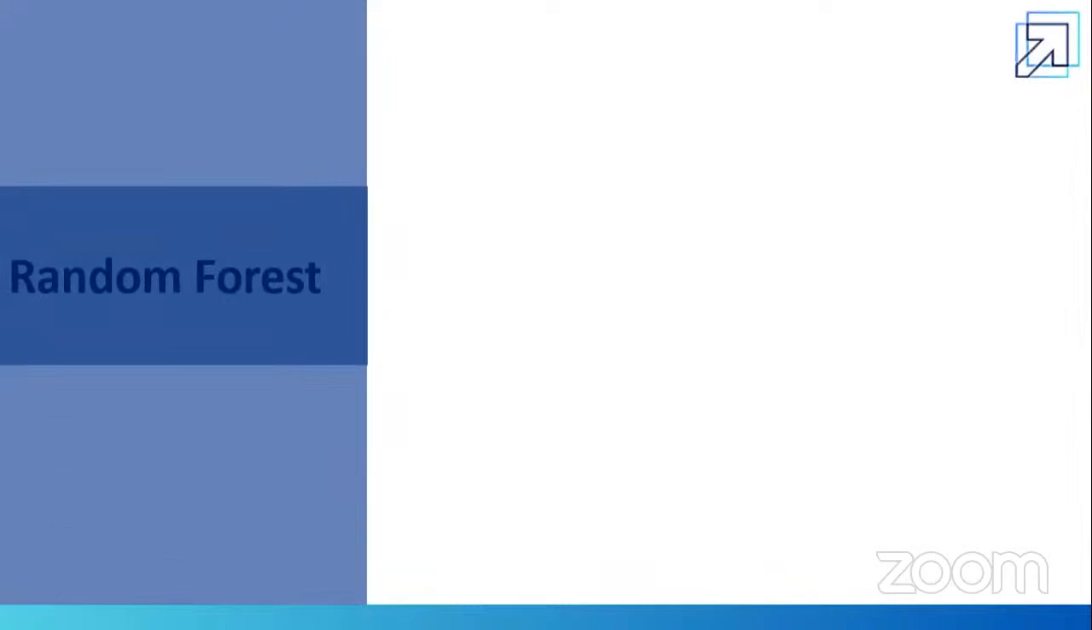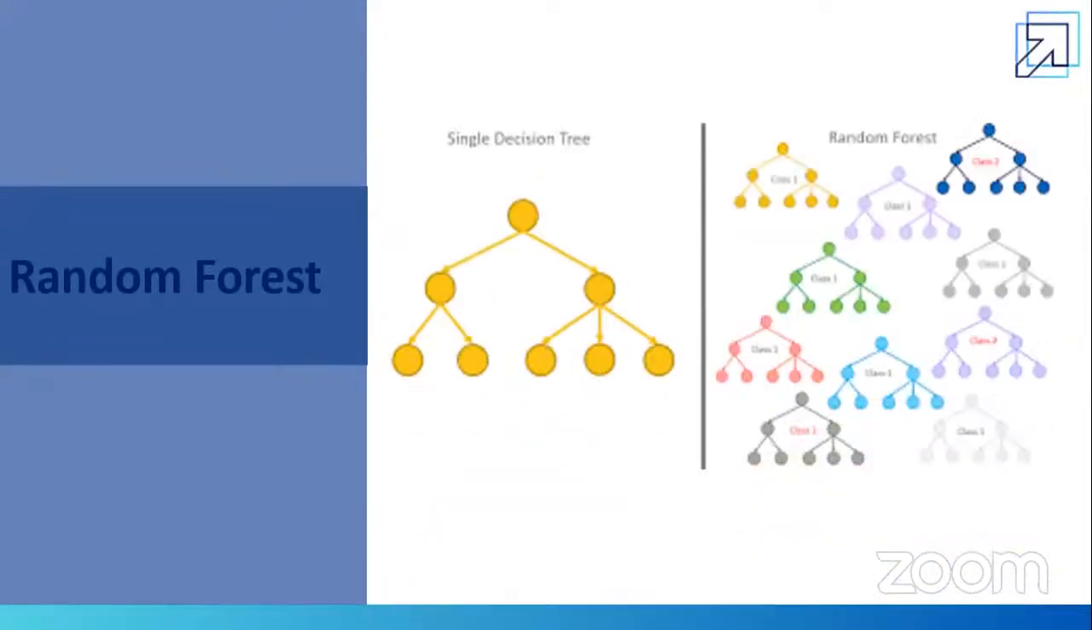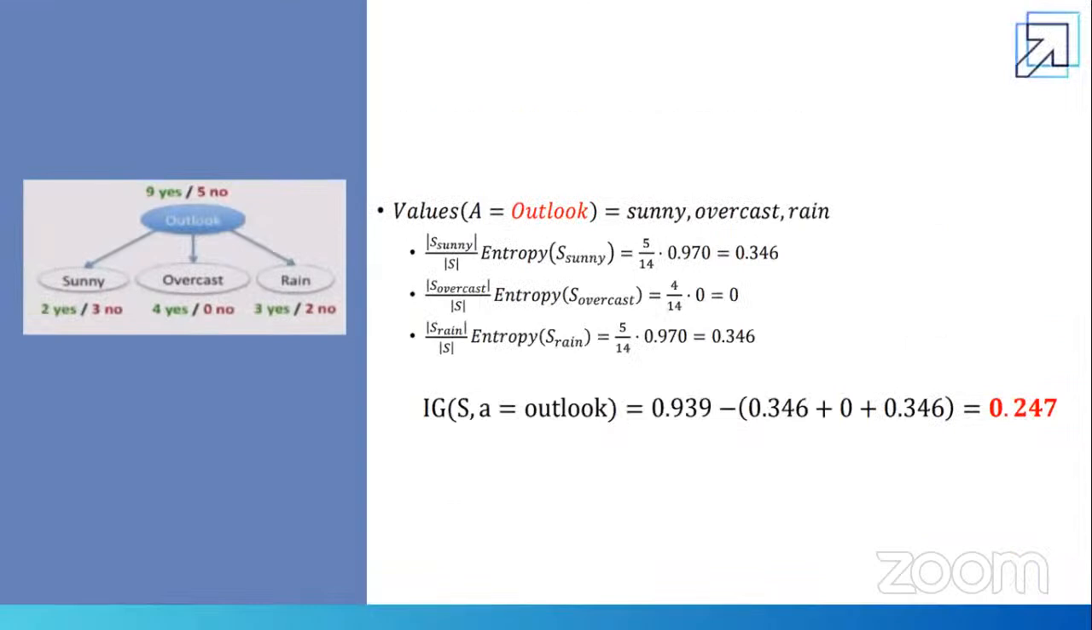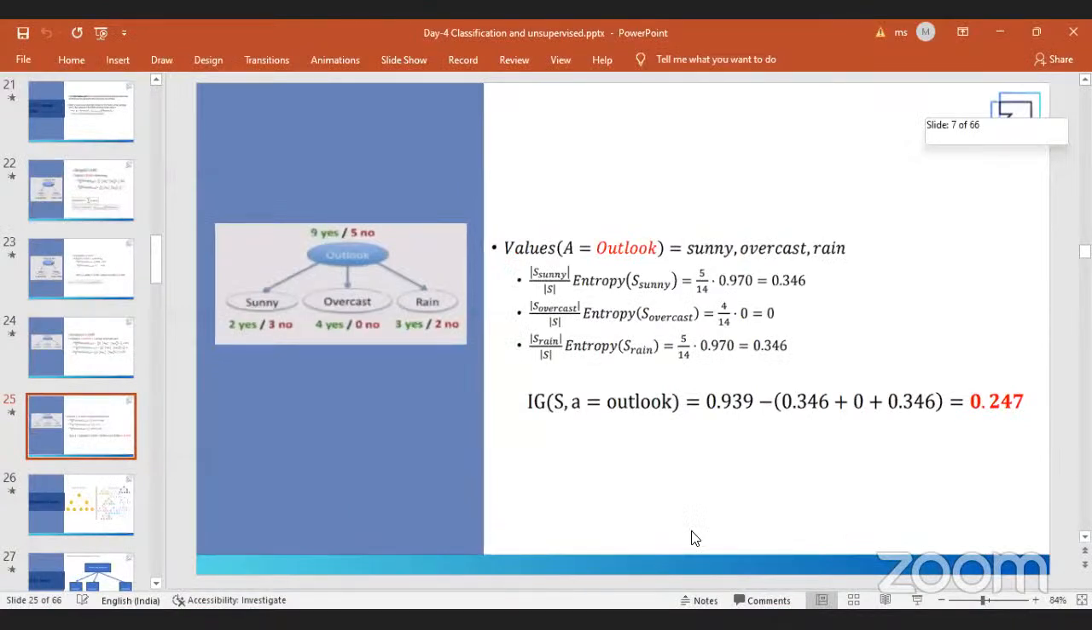Understood? So this is how we decide the root node. Root node is the node on which we decide to split our data. So this is all about decision tree theory. Now let us move on to the practical implementation of this decision tree regression.